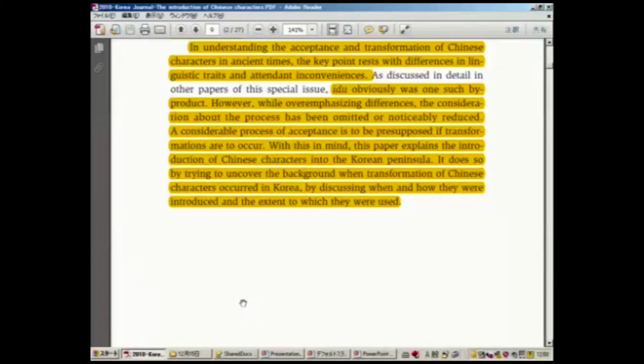With this in mind, this paper will explain the introduction of Chinese characters into the Korean peninsula. It does so by trying to uncover the background when transformation of Chinese characters occurred in Korea, and by discussing when and how they were introduced and the extent to which they were used.